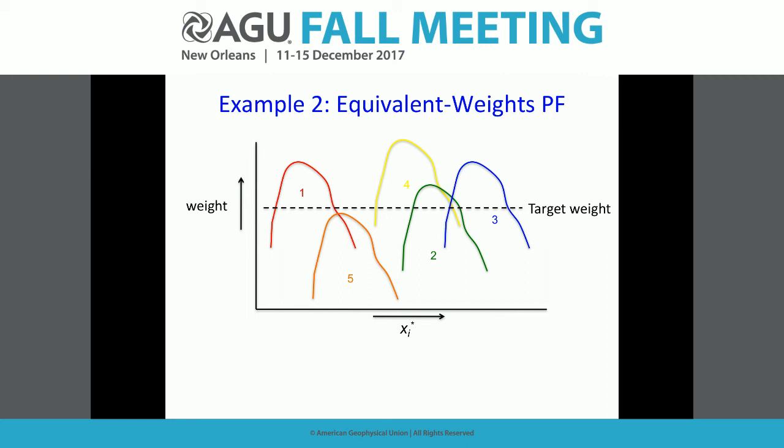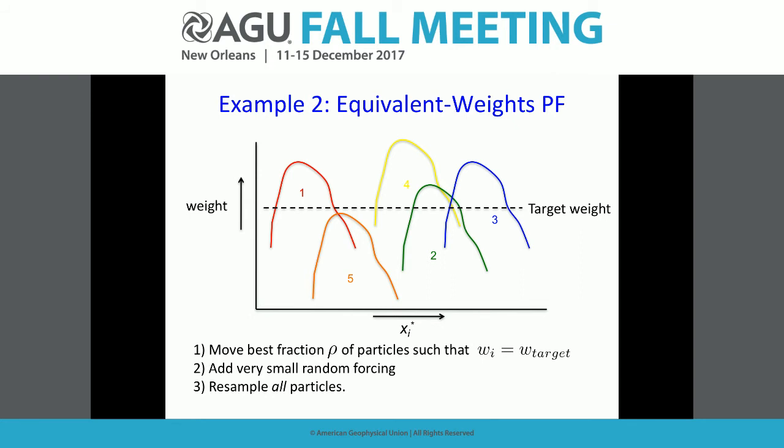And you can see immediately that this is possible for most of the particles, but for particle number five, the orange one, it's not possible. It doesn't matter where I put it in state space, it can never reach the target weight. Anyway, so we move the best fraction rho, which is typically, let's say, 0.8, 80% of the particles, such that they can reach the target weight. And then we add a very small random forcing to those. That's a technical thing, and then we sample all the particles. So that's in a nutshell how these schemes work.